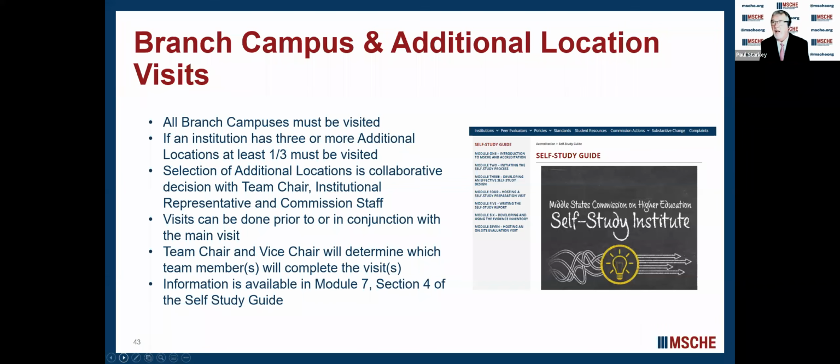As I mentioned, you've got to have branch campuses and additional locations business. If you have 3 or more additional locations, at least a third of them. And this is collaborative between the team chair and institutional representative, and it can be done in advance. It doesn't have to be the whole team that goes to these branch campuses and additional locations. The team chair and the vice chair will determine who should visit based on perhaps a particular specialty at a location.